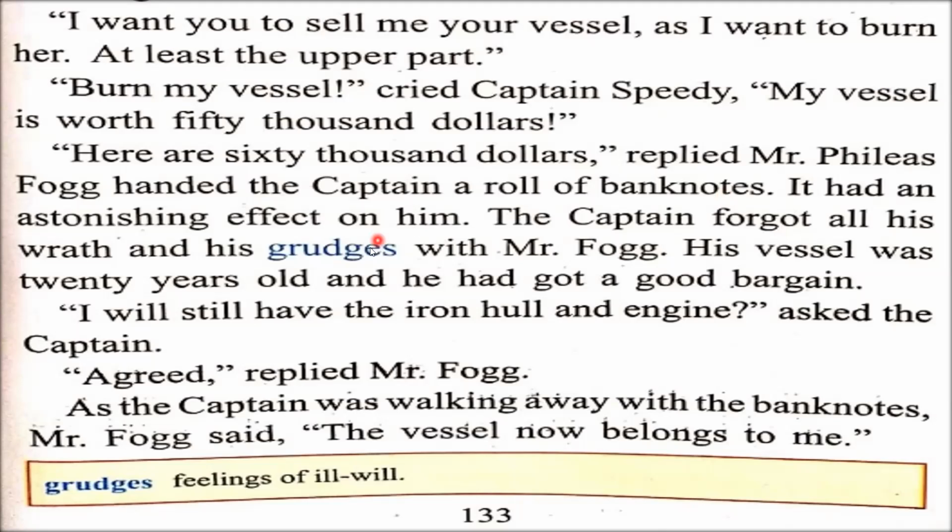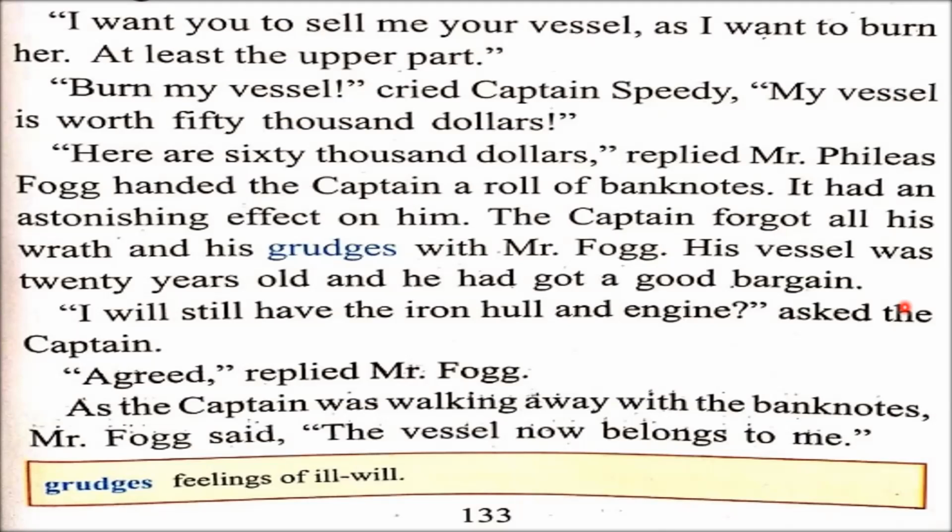It had an astonishing effect on him. It was great. Astonishing means very effective. The captain forgot his wrath and his grudges with Mr. Fogg. His vessel was 20 years old and he had got a good bargain. Now the captain becomes good because he forgets all his worries and anger, everything.